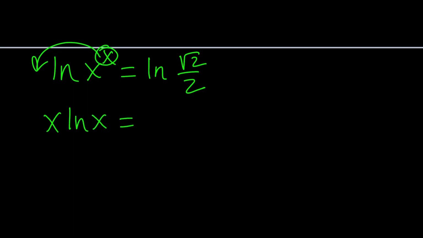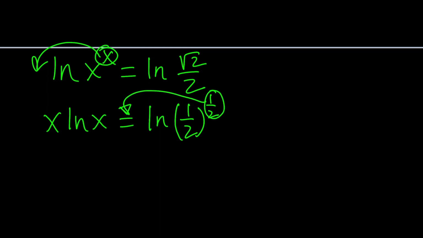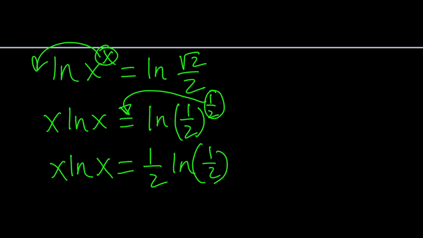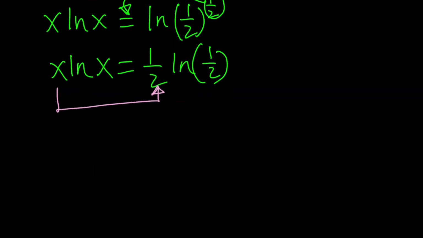And on the right-hand side, you get something which could probably be written in so many different ways, such as ln 1/2 to the power 1/2. And then we can bring this to the front. Uh-oh. That kind of gave us an idea, didn't it? x ln x can be written as 1/2 ln 1/2. And then by the one-to-one correspondence, we can see that x equals 1/2 works, right? But we know there are two solutions. What is the other one? That's the million-dollar question, right?